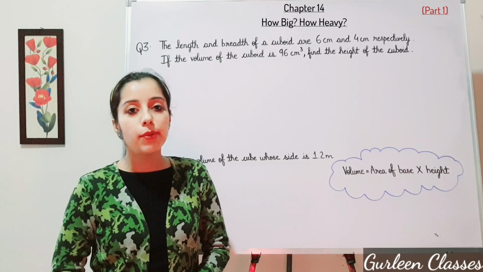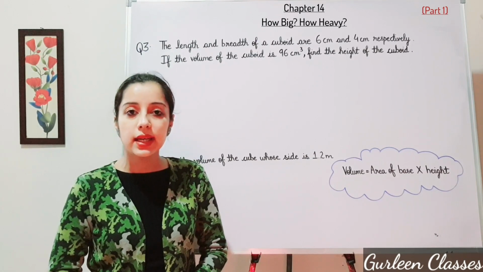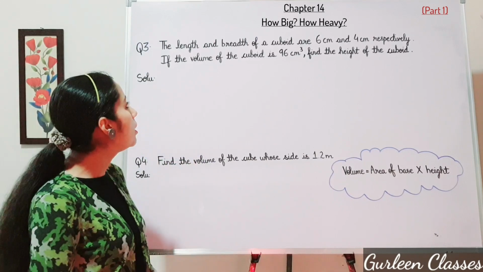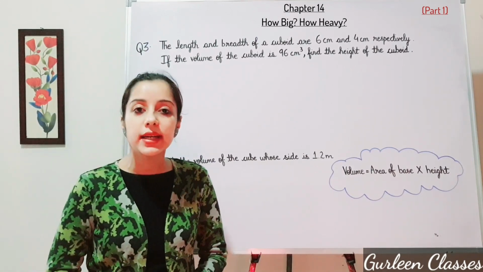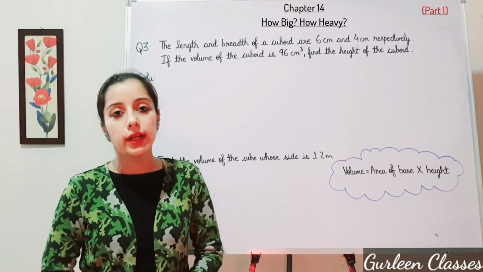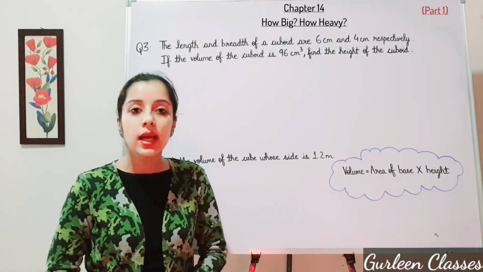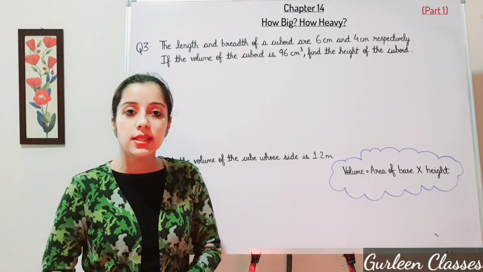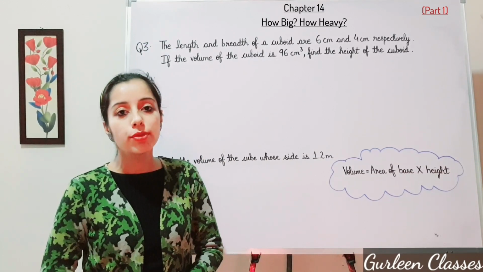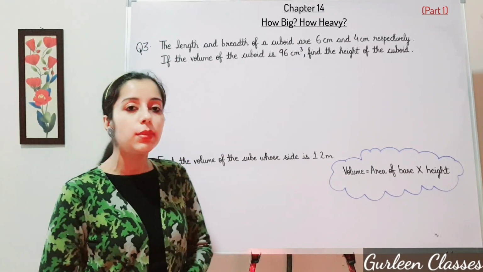Question number 3. The length and breadth of a cuboid are 6 cm and 4 cm respectively. If the volume of the cuboid is 96 cm cube, find the height of the cuboid. So students, here the length and breadth of the cuboid are given as 6 cm and 4 cm, and the volume of the cuboid is given as 96 cm cube.